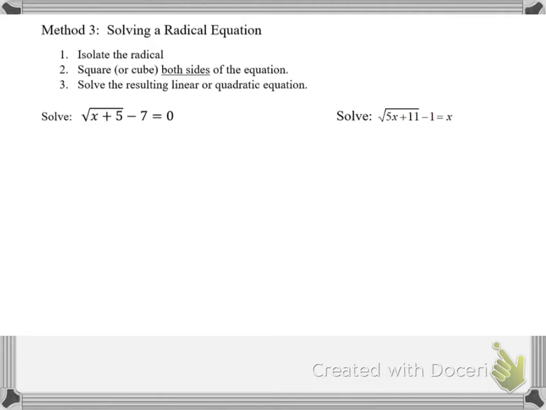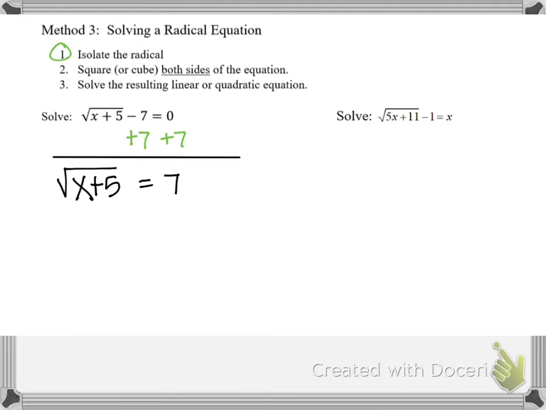The square root of x plus 5 minus 7 equals 0. So we always want to start by isolating the radical expression. In this first example, the way we are going to isolate the radical expression is to add the number 7 to both sides of the equation. That way, we will have the radical sign completely isolated. So then we will have the square root of x plus 5 equals 7. So now our radical is isolated.